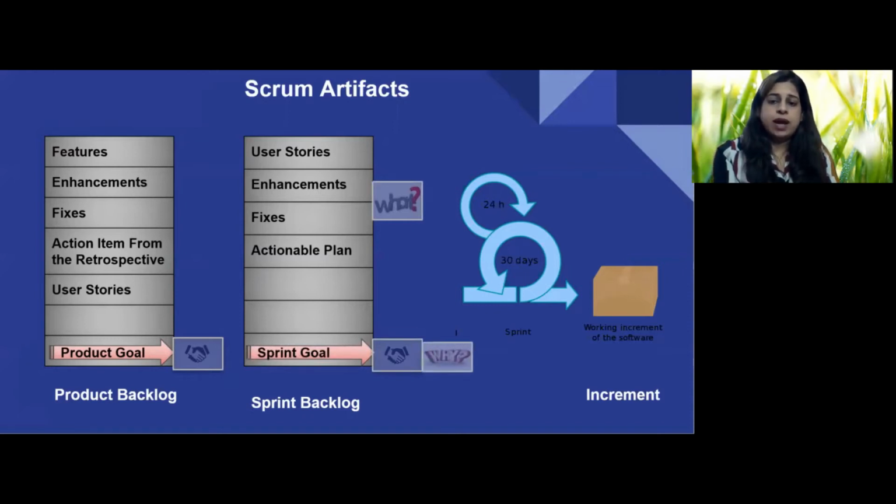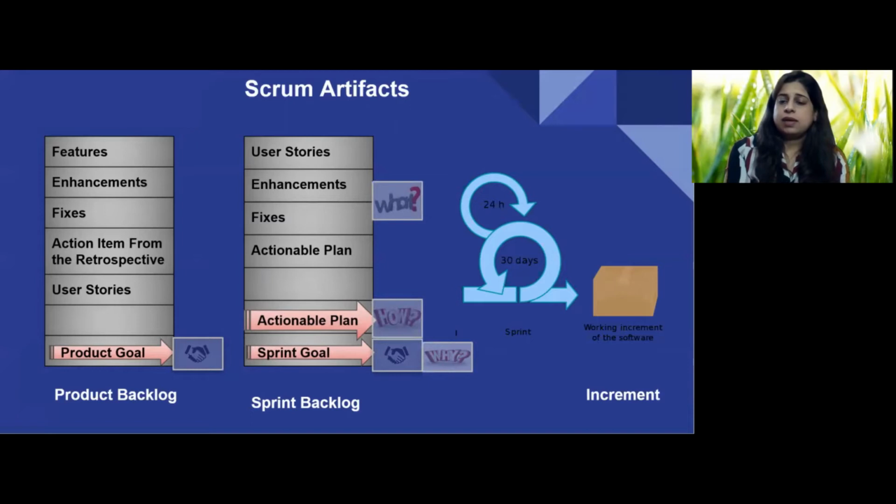The team comes up with an actionable plan for how to achieve the items within that sprint. That actionable plan becomes the how for the sprint backlog. The team picks items from the sprint backlog and starts working on them during the 2 to 4 week sprint, which results in the increment with the definition of done as commitment.